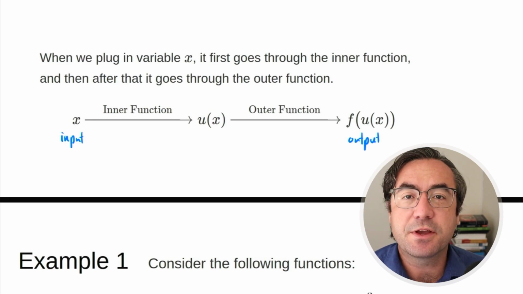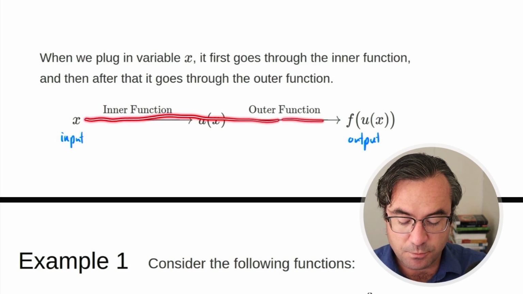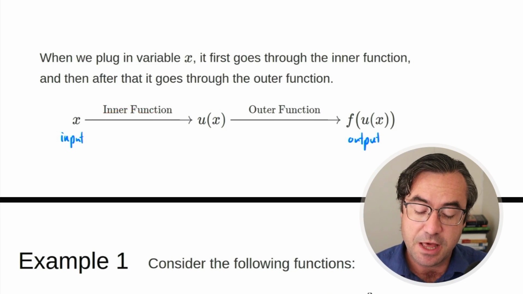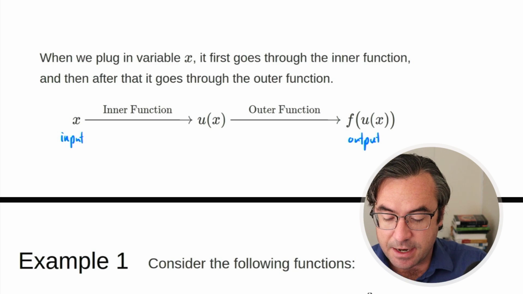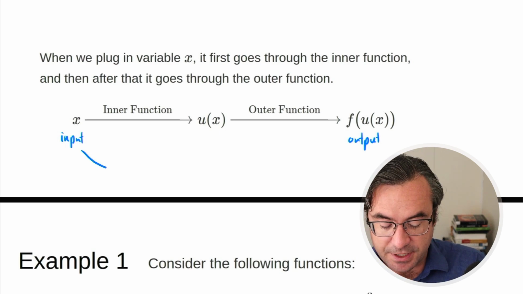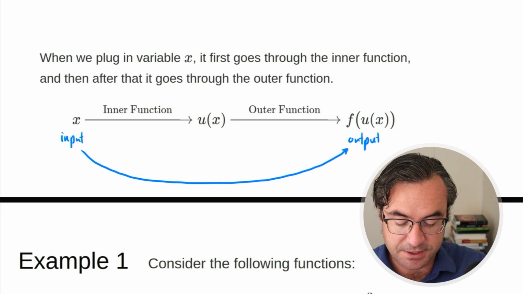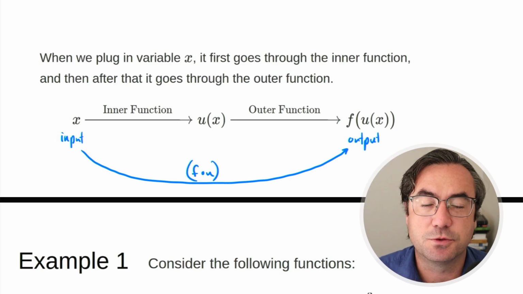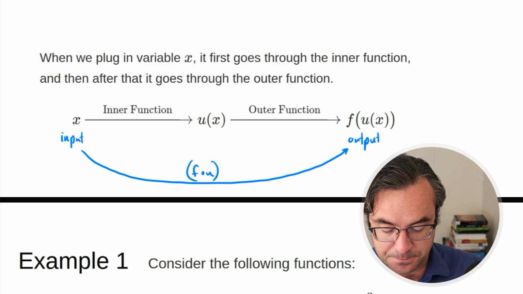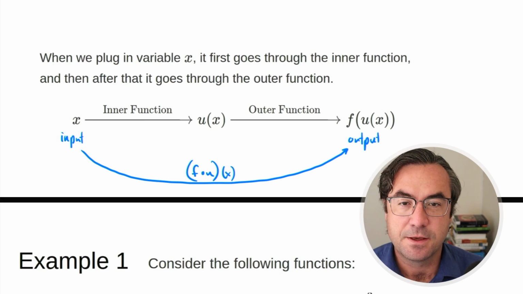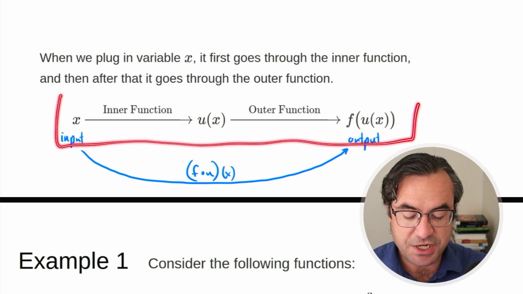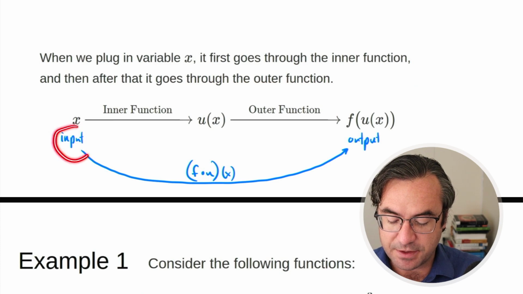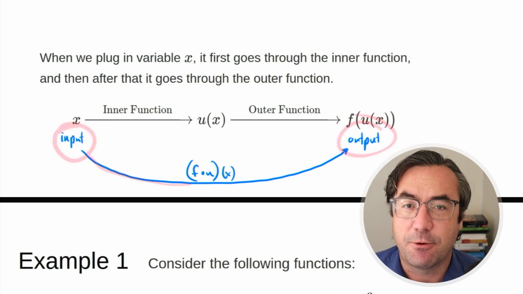So we can think of this as an assembly line where we first go through the inner function, then we go through the outer function. And we can also view this as just one process, and this is where we could use that f composed with u notation. So one way we're seeing all the inner workings of this composition, and the other way we're viewing this as just taking the input and seeing what we get out.